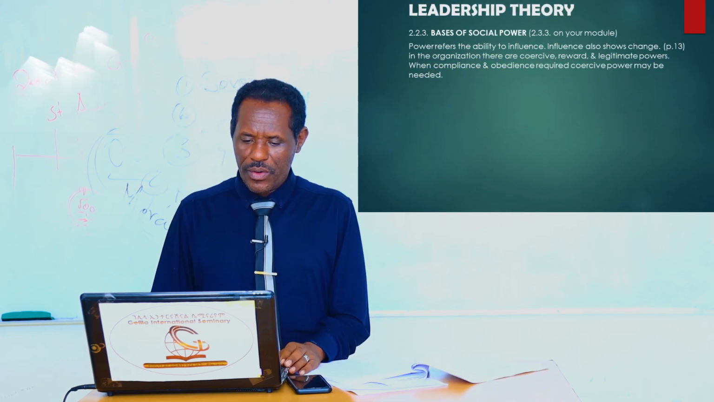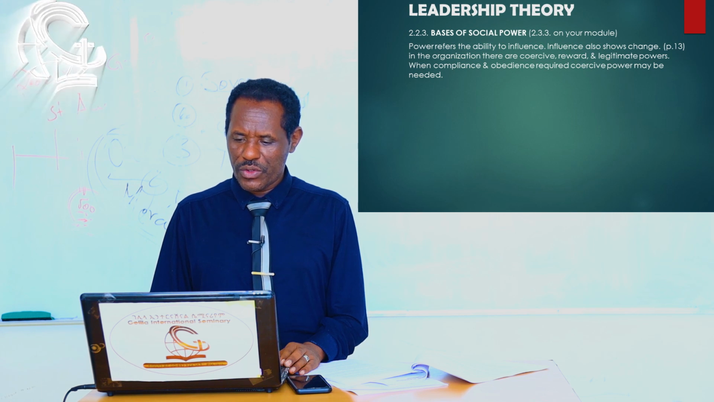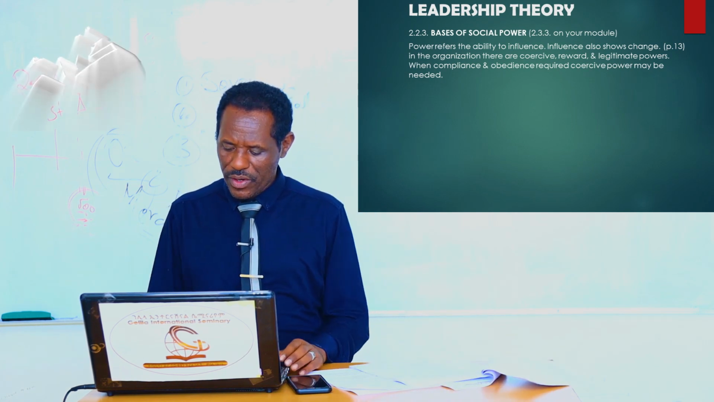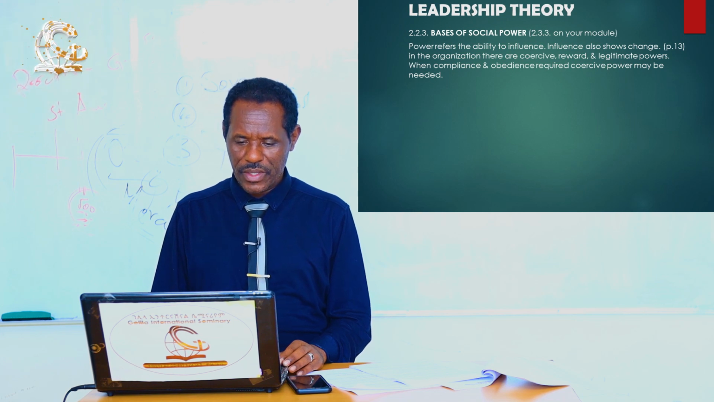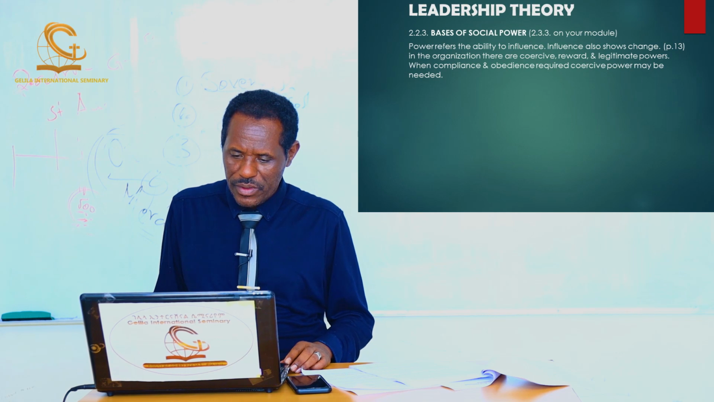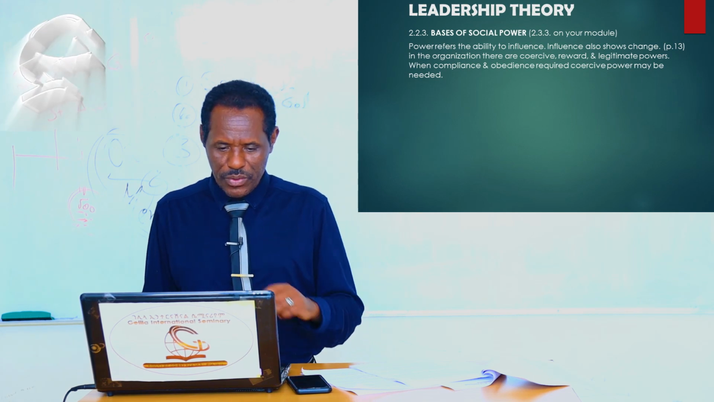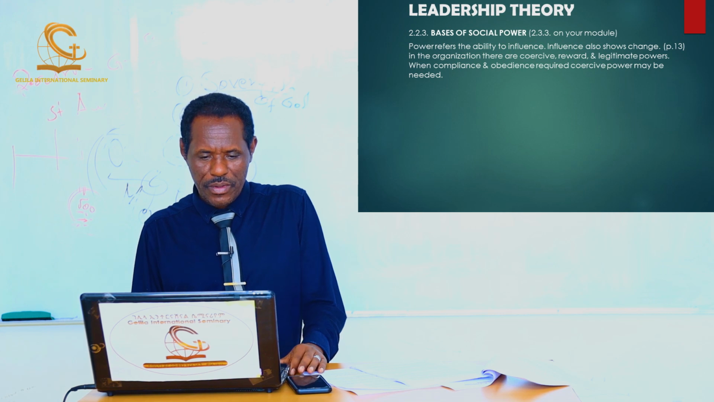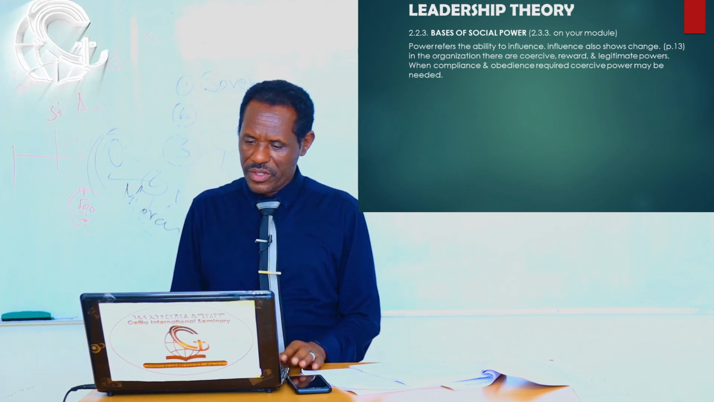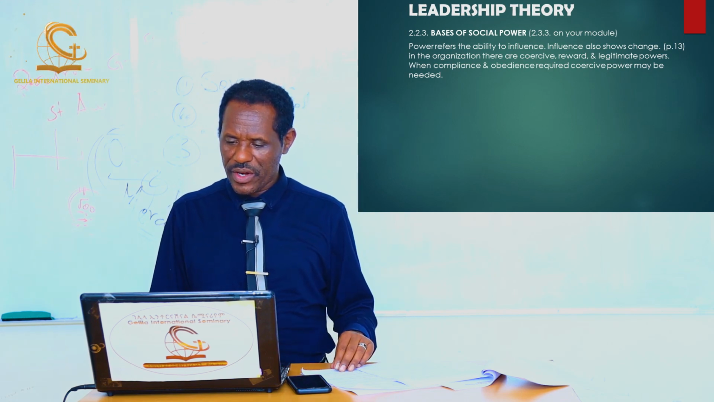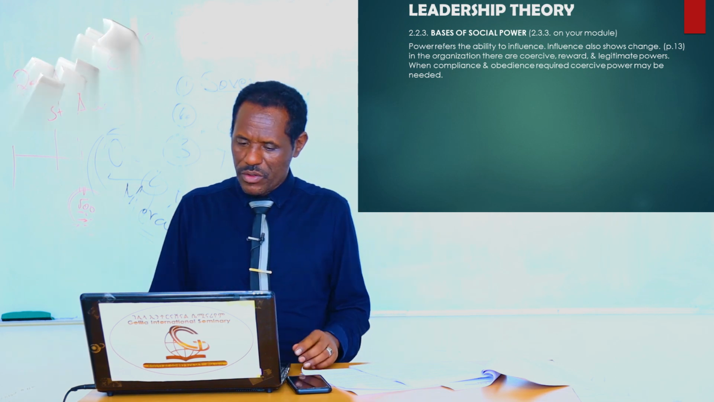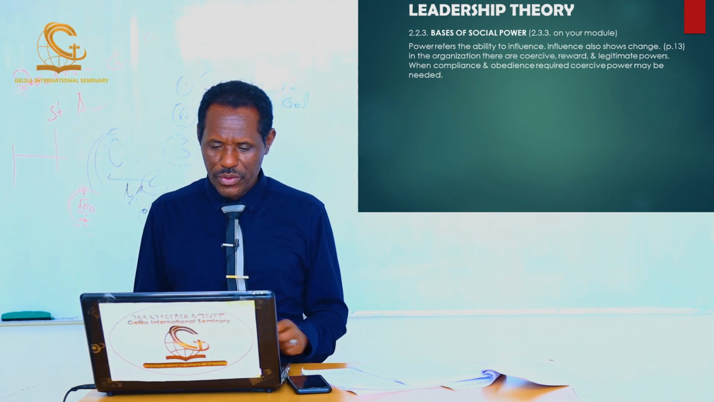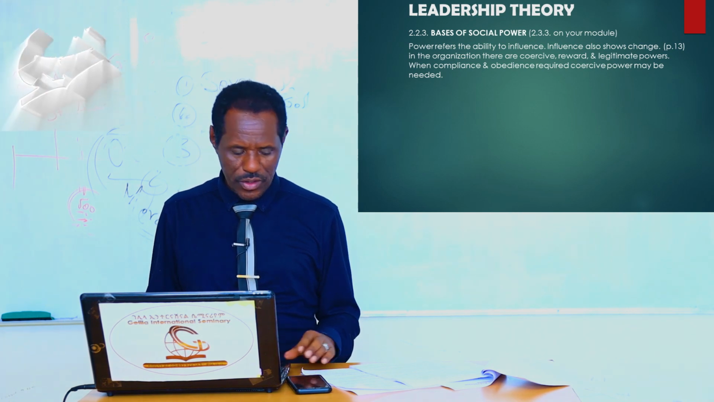Basis of social power. Power refers to the ability to influence. Influence also shows change. See page 13 of your module. In the organization, there are coercive, reward, and legitimate powers. So according to the term, we have to understand three approaches: the reward-oriented approach, the coercive-oriented approach, and legitimate-oriented powers. When compliance and obedience are required, coercive power may be needed. Where the followers live in an obedient manner, we have to use the coercive power approach.